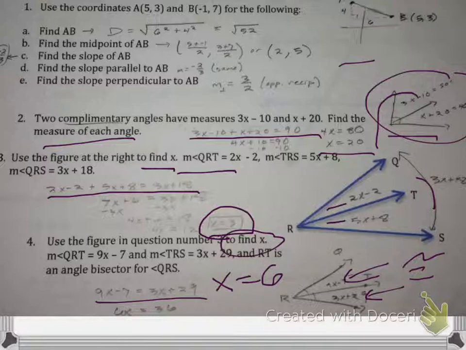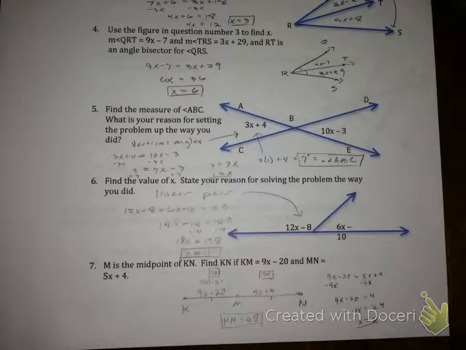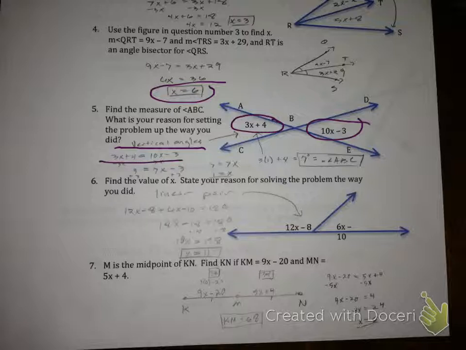Then the next piece, if we look at number 4 again, here it is, there's x equals 6. Then number 5, another form of setting equations equal or adding them to something. This 3x plus 4 and 10x minus 3, hopefully your eyes say, ooh, vertical angles, those are congruent. Because in here it says, okay, find the measure of ABC. Tell me how you did it. So what you're going to do is, yeah, those are vertical angles. Yes, you're going to set them equal in this case, and you're going to solve for x.